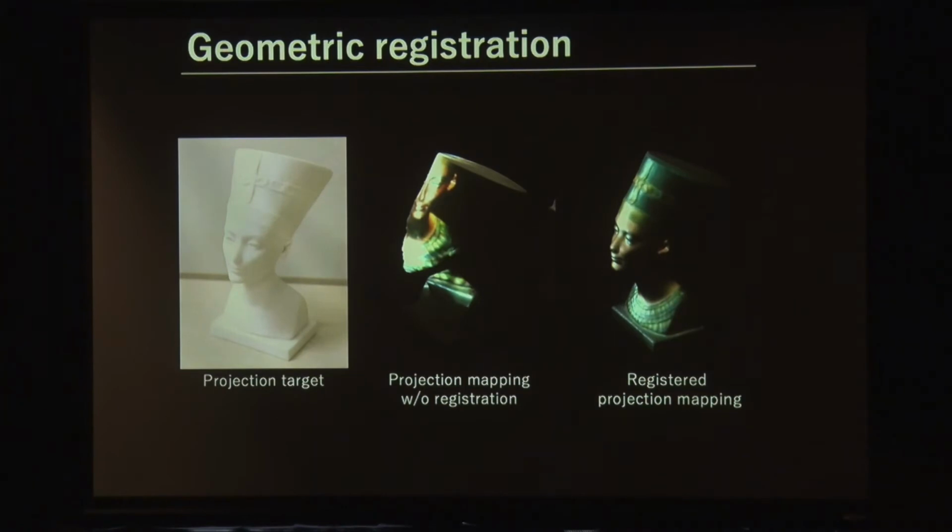Okay, the next topic is geometric registration, which is one of the most important technical issues in projection mapping, especially in dynamic projection mapping, where target objects are moving around in front of the projector. If you project an image without considering the registration, your result would be very bad, like this in the middle. And when the projector is registered correctly, then the projected result becomes more impressive.